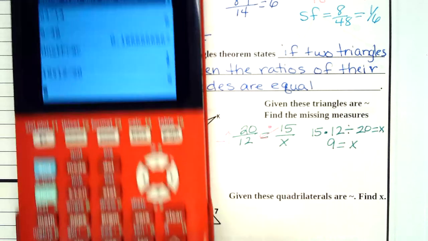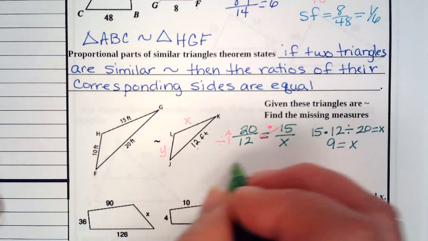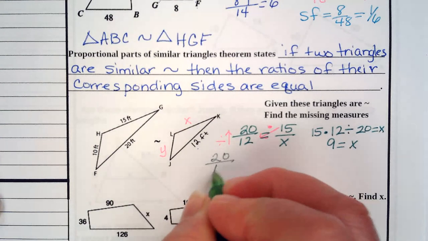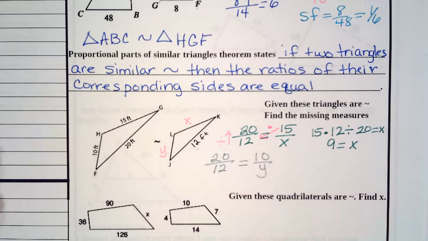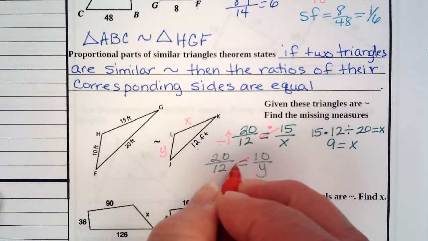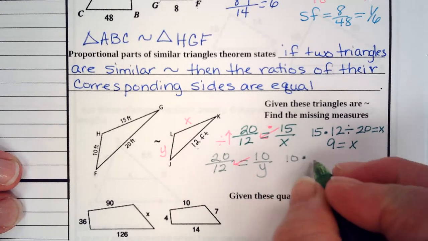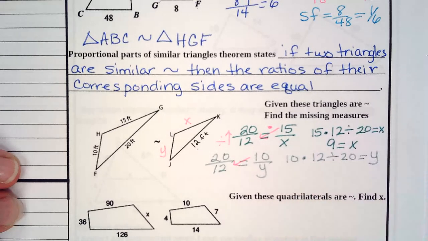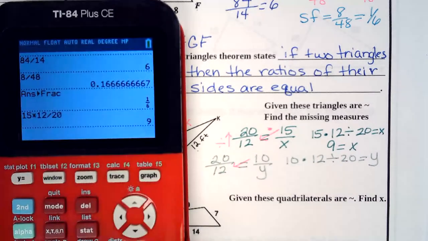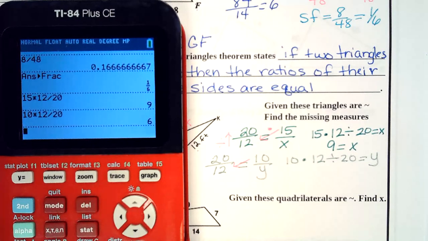Okay, what about Y? Well, you have to start with that same fraction. Or actually, you could use the other fraction at this point. So we know that 20 over 12 is equal to 10 over Y. You multiply at that diagonal and then divide. 10 times 12 divided by 20 is equal to Y. And you end up with 6.